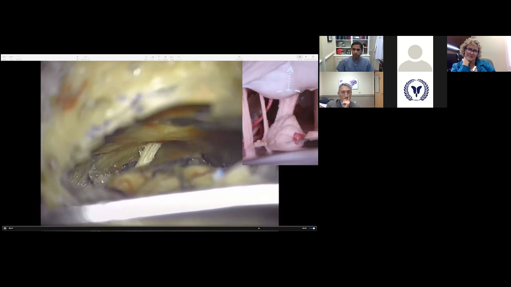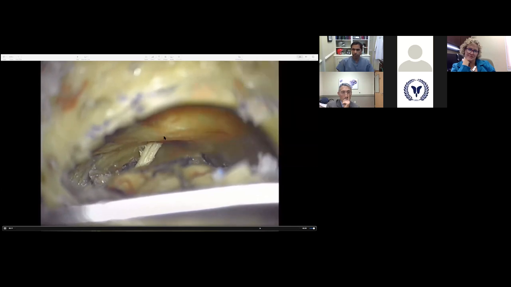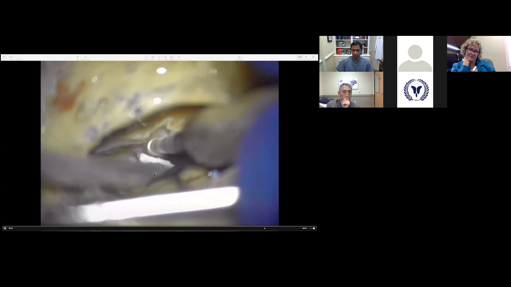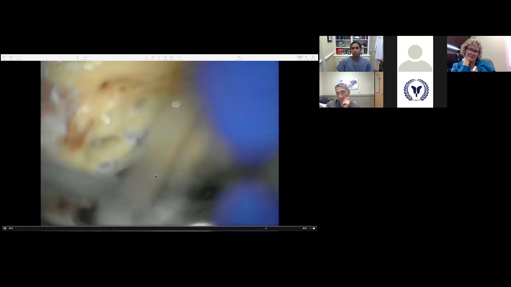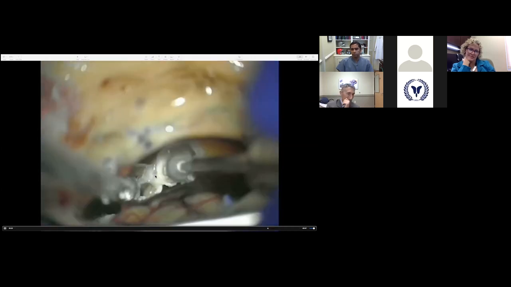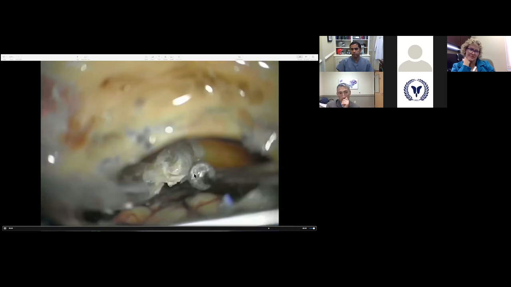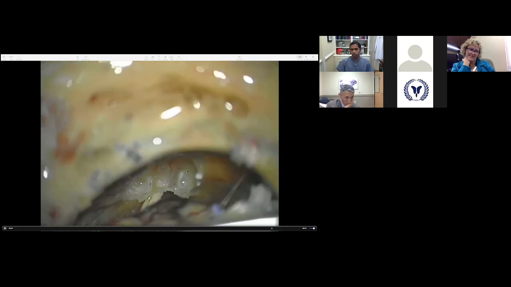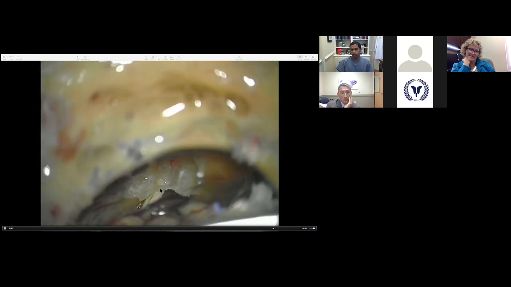Here we can see the typical course of the 7-8 nerve complex. It's going to continue along the trajectory, going just slightly superiorly as it deepens and turns into the temporal bone. Here we're drilling out the IAC, and you saw how the dura was opened and reflected, and then we continue to drill the bone until the dura of the internal auditory canal is exposed.